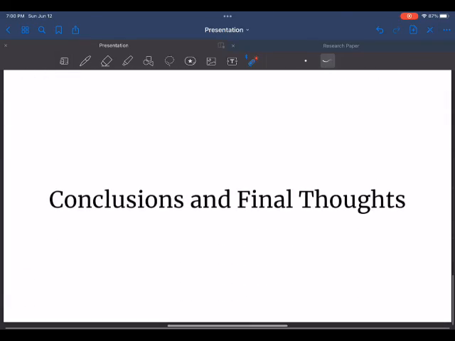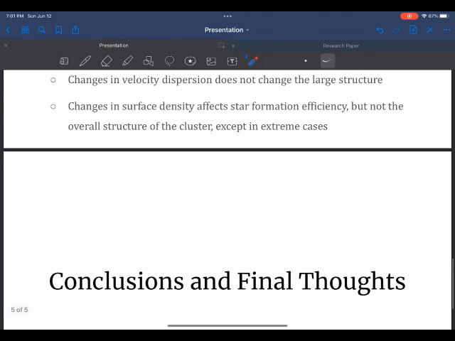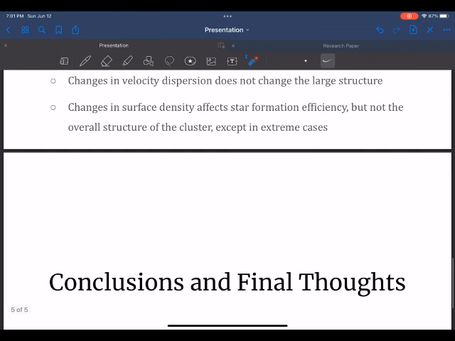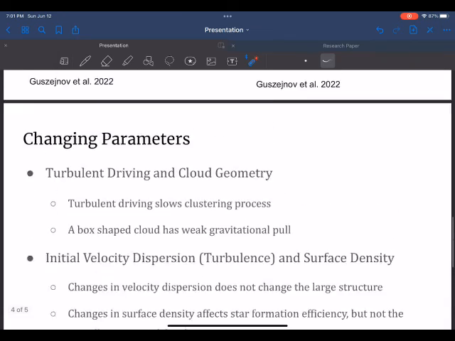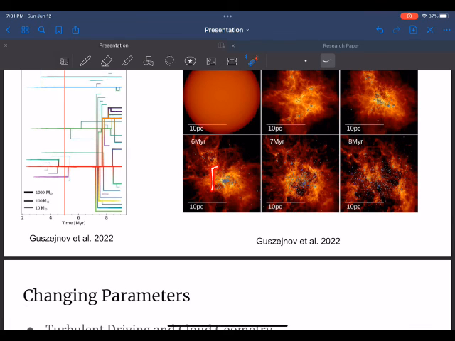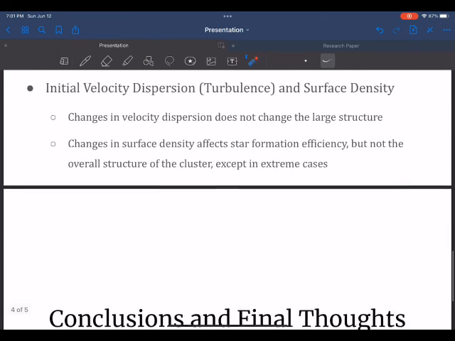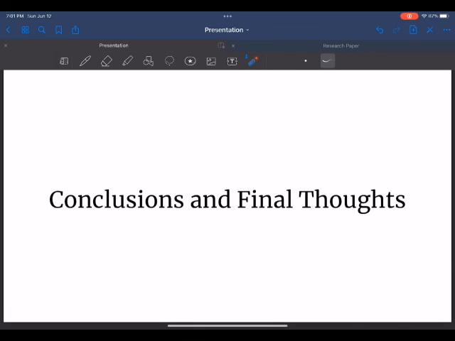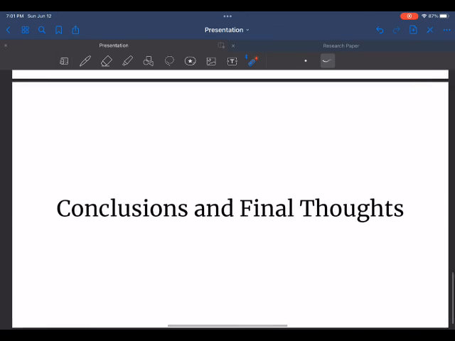Now, the second thing that we learned is that turbulent driving and the shape of the cloud change the overall structure of the star formations. The third and final thing that we learned is that changing the initial turbulence and also the initial surface density does affect star formation efficiency and the history of the star formation, but it does not change the large-scale structure, so this dominant cluster in the middle right here. And all in all, this was a very fun project to work on.